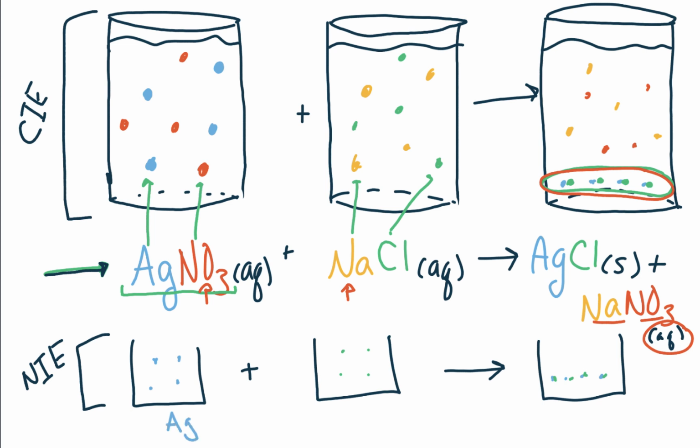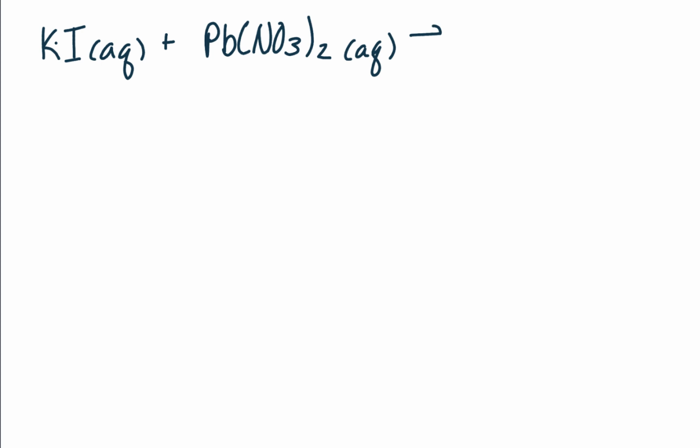So what the net ionic equation does is it takes just what participated in the reaction and omits the spectator ions. So let's walk through a couple examples of how you would write a molecular equation, a net ionic equation, through the intermediate of the complete ionic equation. Let's say we wanted to look at the reaction of potassium iodide with lead 2 nitrate. First, we would have to determine what this reacts to form.